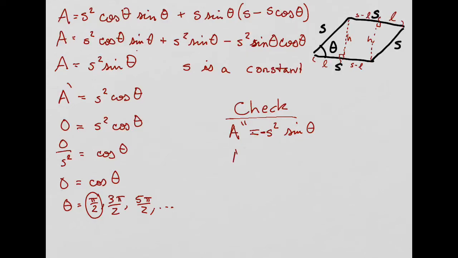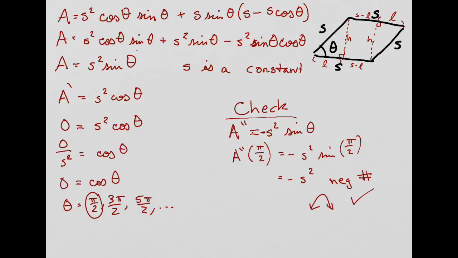And so we need to check at pi over 2. When you check at pi over 2, you get negative s squared sine of pi over 2, and sine of pi over 2 is 1. And so this is going to be equal to negative s squared. S is a positive number. Therefore, this is a negative number, which means our second derivative is negative. It's concave down, and so it's a maximum. All right. So that is this first problem that we worked through.